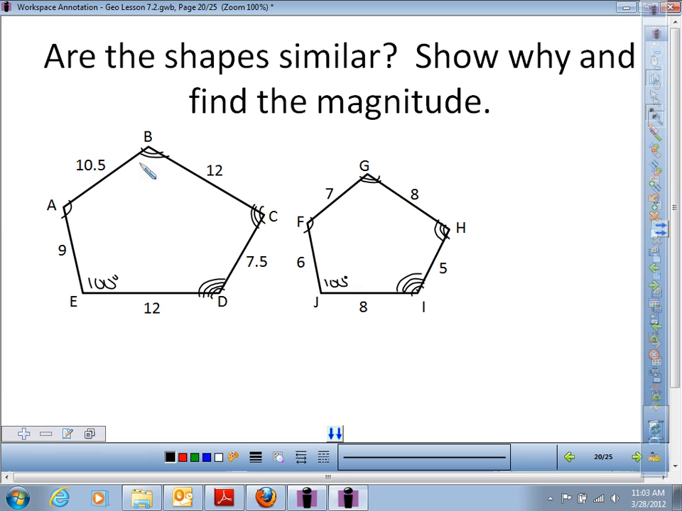So those are. Let's go to B. Would be G. Are those angles congruent? Two arc marks, two arc marks? Yes. Angle C, three arc marks. Angle H, three arc marks? Yes. D and I, yes. E and J, 100, 100. So yes. So we checked one.